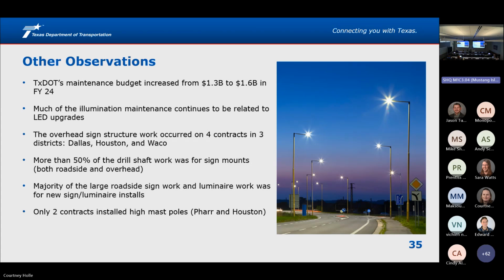We will be also moving this forward in FY25. We're going to have a similar budget around 1.6 billion, and we are probably going to the legislature here shortly to request even more funding for the next biennium for our statewide routine maintenance budget.